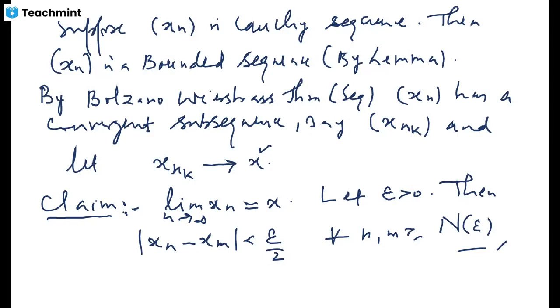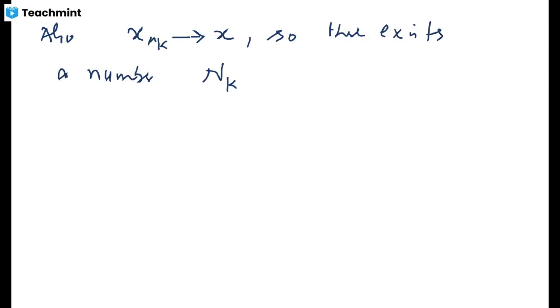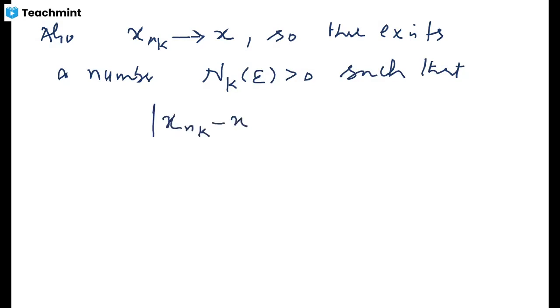Also, we have the subsequence x_{n_k}, which is convergent. Using the definition of convergence of this subsequence, there exists a number n_k, which also depends upon epsilon greater than 0, such that the distance |x_{n_k} - x| is less than epsilon by 2 for all n_k greater than or equal to this number.